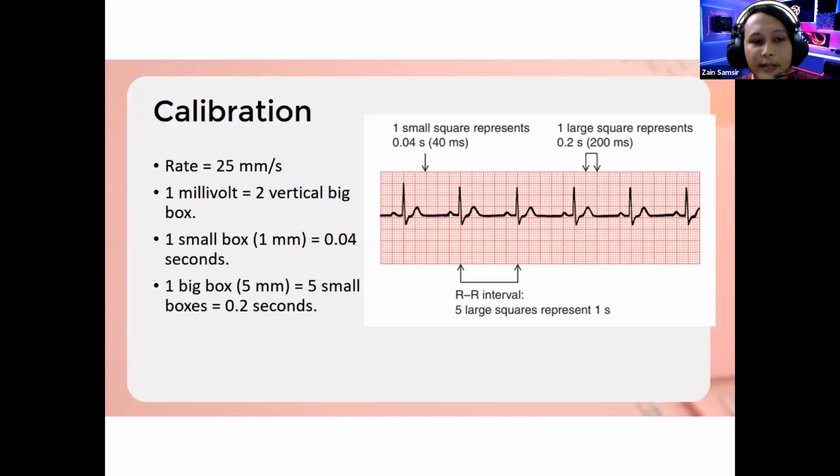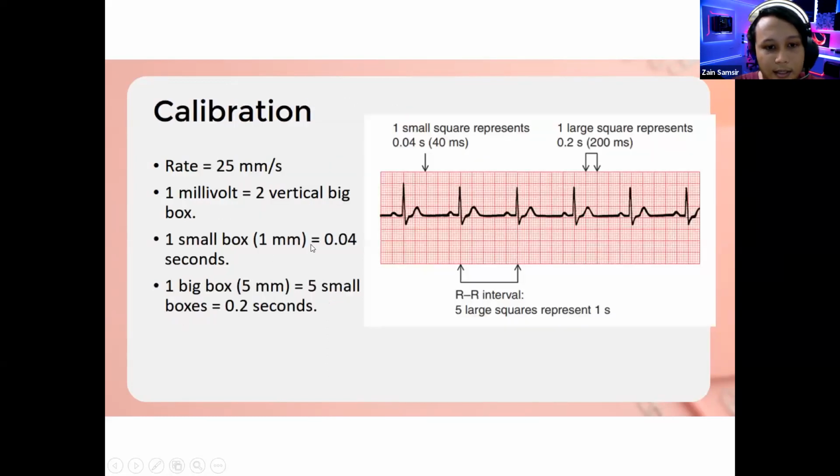So this is the calibration of the ECG. What I want all of you to focus on are these last 2 points, which are one small box and one big box. One small box represents 1 millimeter. This is important because some of the books will mention millimeters or seconds instead of boxes. So one small box is 1 millimeter, and in seconds it is 0.04 seconds. And one big box is 5 millimeters, and it consists of 5 small boxes.